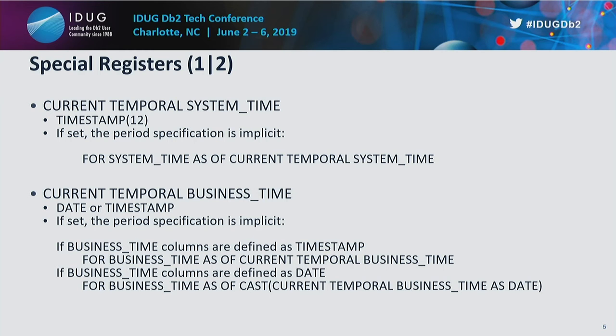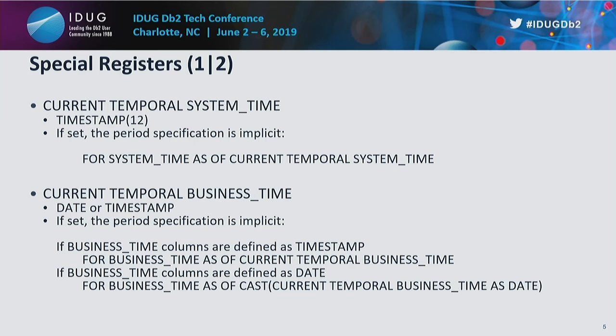DB2 will always add in implicitly this statement for system time as of current temporal system time. So if you override this value for the current temporal system time, DB2 will know to pick up this time. And if it's set to null, DB2 knows that it's going to be using current system time instead. You also have the current temporal business time, which I mentioned is either a date or a timestamp. It all depends on how you set up your temporal table.